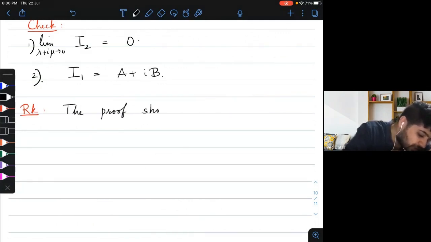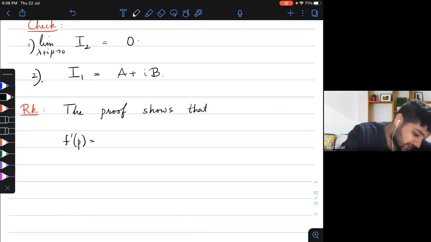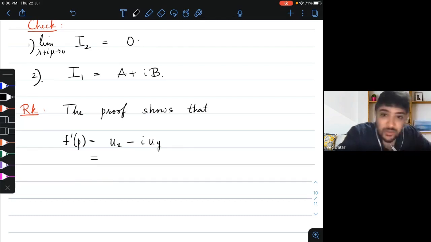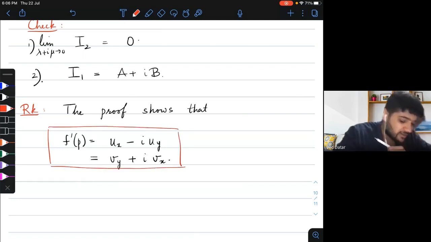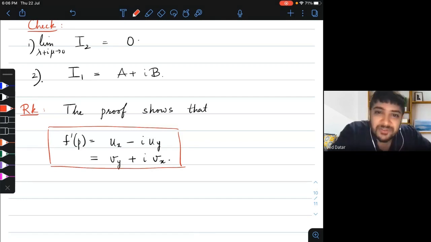The proof actually shows that f prime, in terms of the real and imaginary parts, is basically given by this. And it's also equal to, I mean, u_x is equal to v_y plus i times v_x. Okay, so these are very important formulae also: the complex derivative in terms of the partials of the real and imaginary parts.